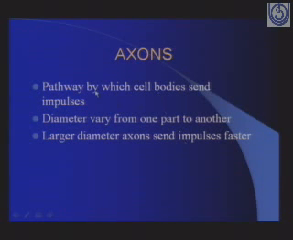So what is an axon? The pathway by which the cell body sends impulses is known as the axon. The cell has to send an impulse, and this impulse is sent by one type of pathway, that is known as the axon. The diameter varies from one part to another. The larger diameter axons send impulses at a faster rate.